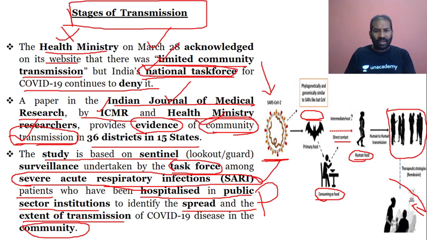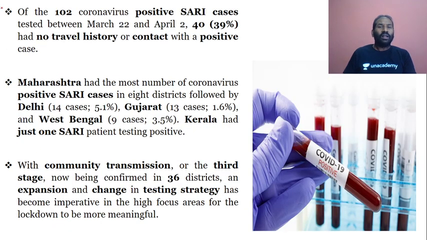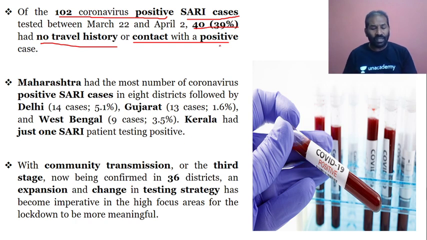So the test taken up by the task force on SARI will give an identification, a kind of hypothetical picture, of the extent of transmission in the community. If you look at the SARI cases, on April 2nd it was 40, that is 39% out of 102 coronavirus positive SARI cases, who had no travel history or contact with positive cases. That means they are making it clear that no community transmission has taken place, because the task force is denying the reports made by the home ministry that there is a possibility of limited community transmission, or that India is in the third stage.